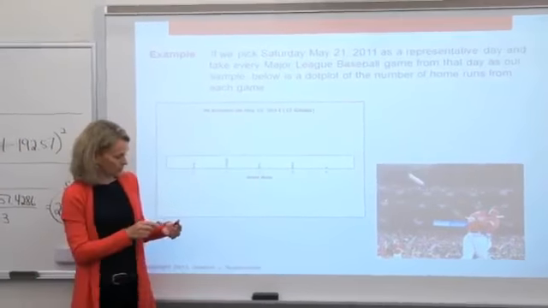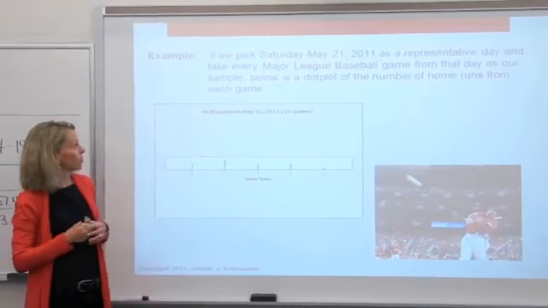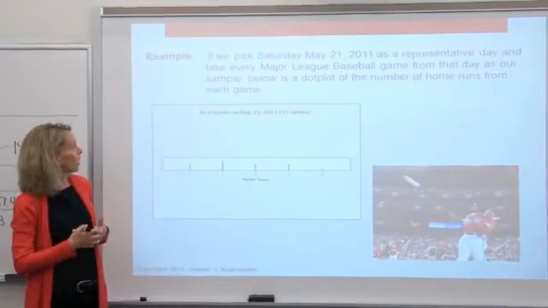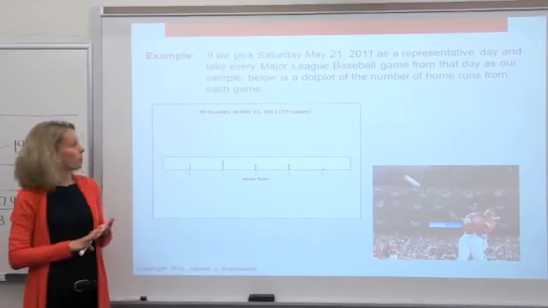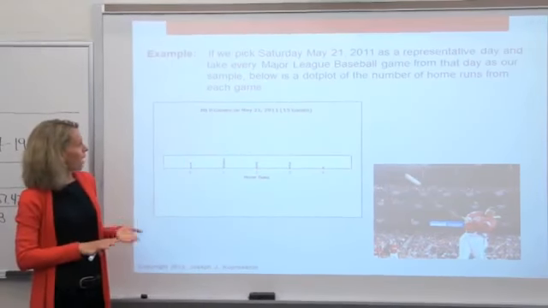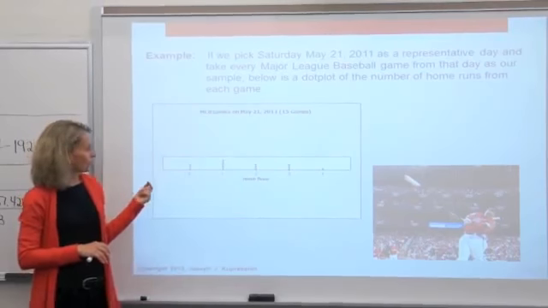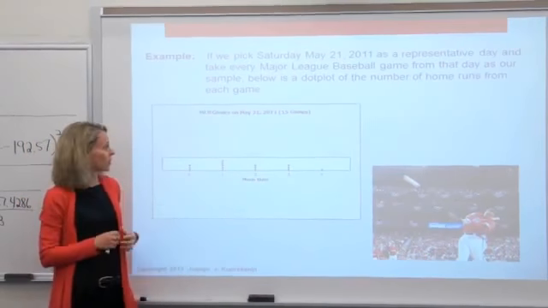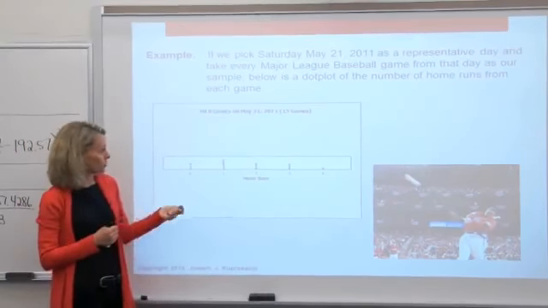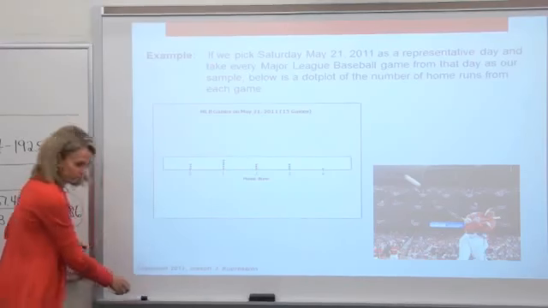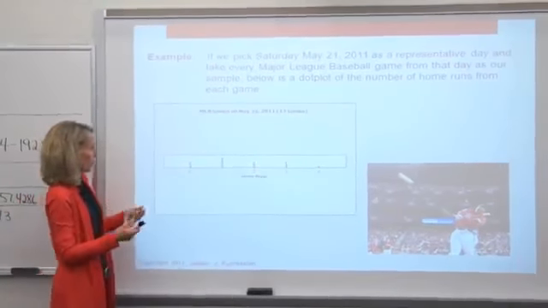In this second example, we're going to pick Saturday, May 21st as a representative day and look at every Major League Baseball game from that day. And we have a dot plot that represents the number of home runs that were scored in each of those 15 games. And so this is what the dot plot looks like.